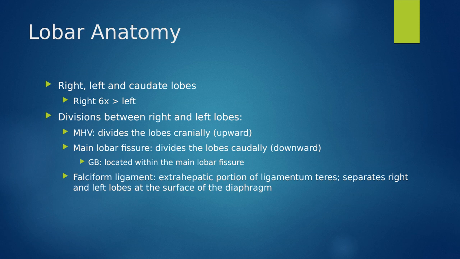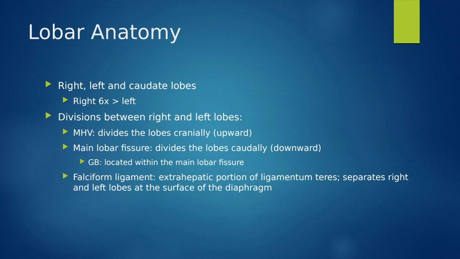We also have our middle hepatic vein, which we're going to talk all about the vascular supply and drainage of the liver as we move forward in this PowerPoint. So we'll definitely come back to this, but it's going to divide the lobes from an upward kind of division, whereas the main lobar fissure is going to divide it from more of the bottom part of the liver moving upward. We also have our falciform ligament.